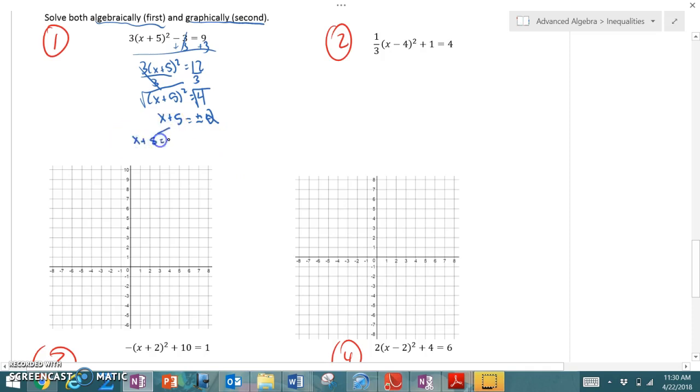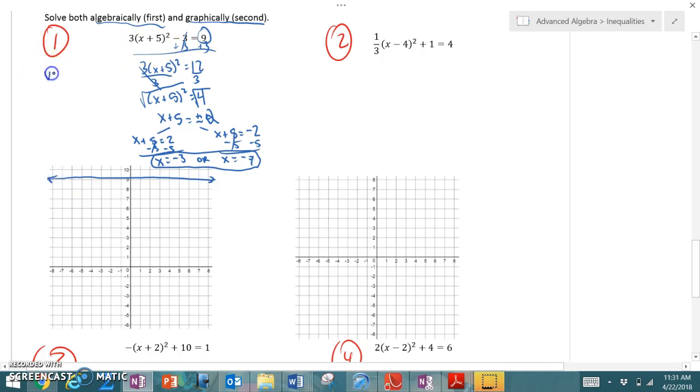So if x plus 5 is equal to positive 2, I would subtract 5, then x would be negative 3. If x plus 5 had been a negative 2 instead, and I subtract 5 from both sides, then x was negative 7. So I have two possible answers. I get x equals negative 3 or x equals negative 7. So when I graph this, I should get the same thing. So first, going back to the beginning, I would graph a line at y equals 9. So horizontal line through 9.